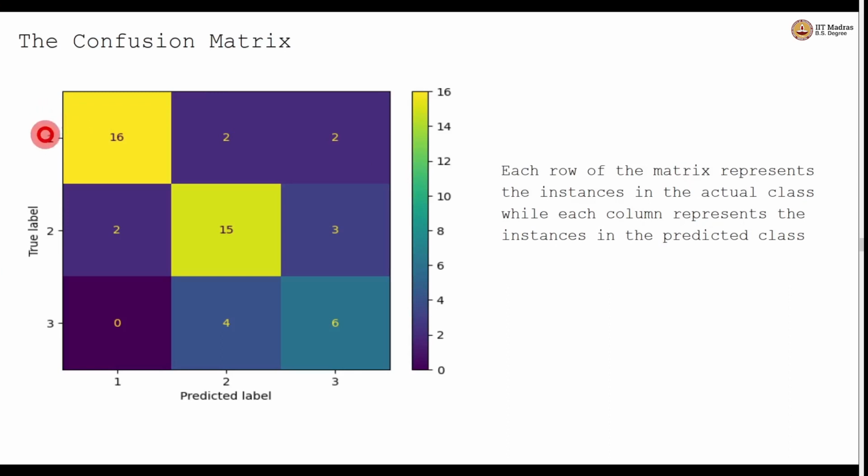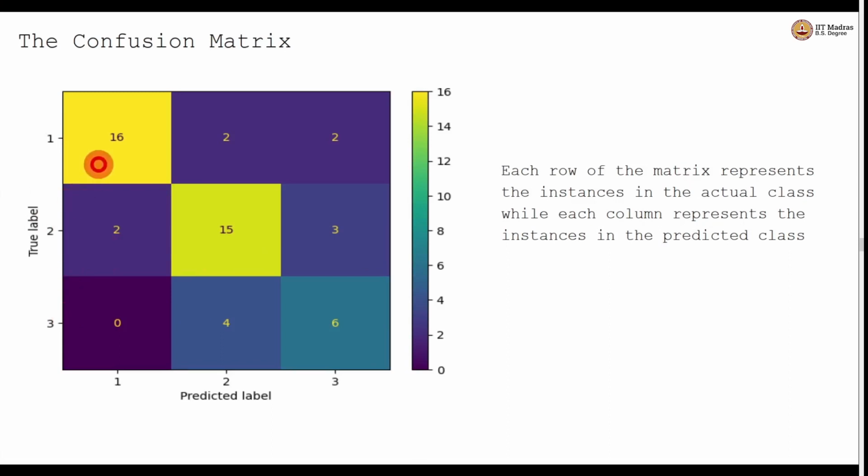number of points where the true label was 1 and the predicted label was also 1 is 16. And 2 of those instances where the true label was 1 but it was falsely predicted as 2, and another 2 instances where the true label was 1 but it was falsely predicted as 3. So in total we have 50 instances in this, and you can also verify it by summing up the rows. So in the original data set, there were 20 points that were of label 1, 20 points that were of label 2, and 10 points that were of label 3.